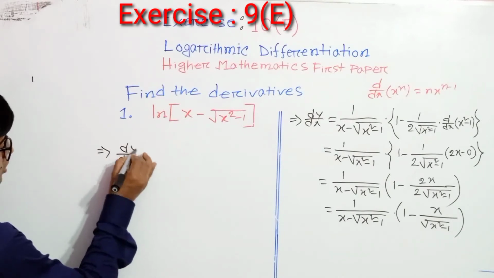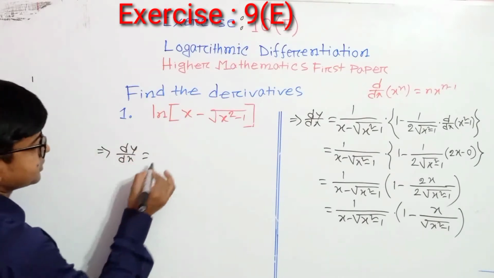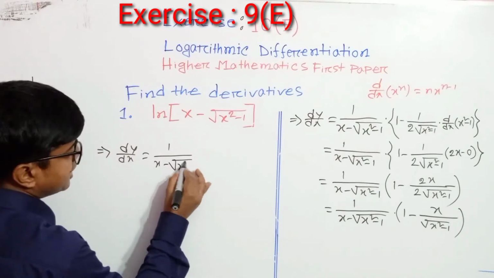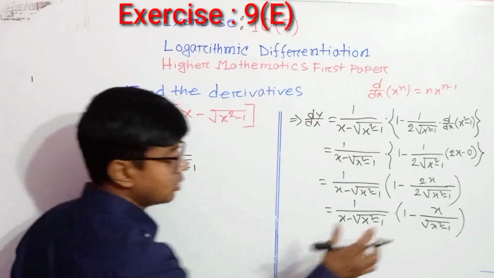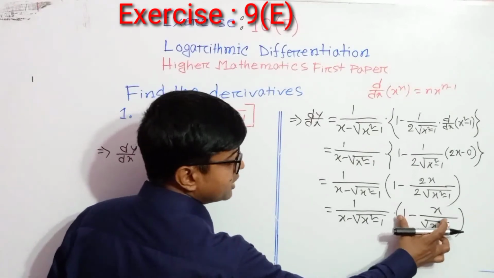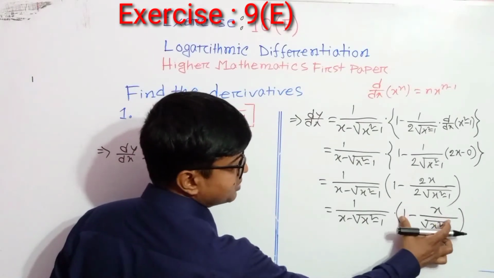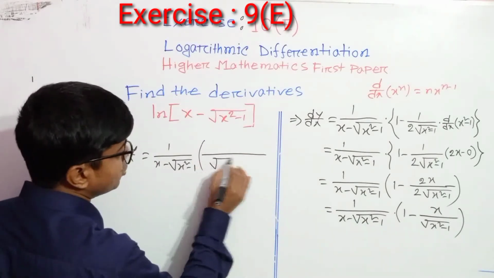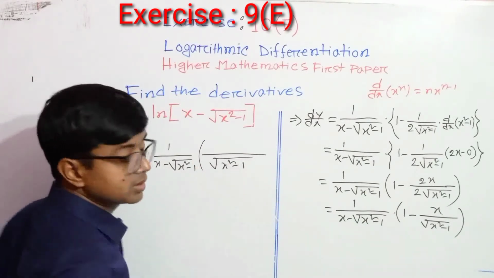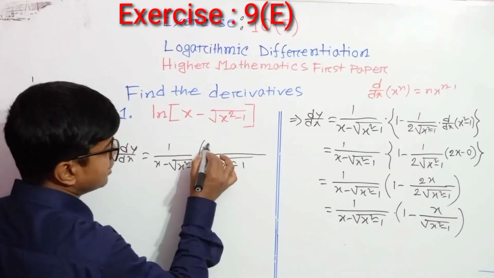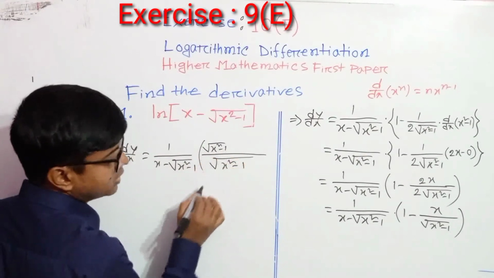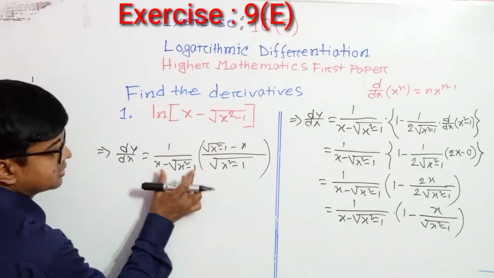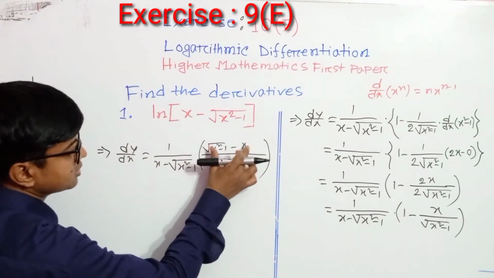Now after this line we can write d/dx of y equals 1 by x minus root over x square minus 1, and now we can apply the LCM method on this part. Here our LCM will be root over x square minus 1, and here root over x square minus 1 minus x. Okay, for this part we can take common minus 1.